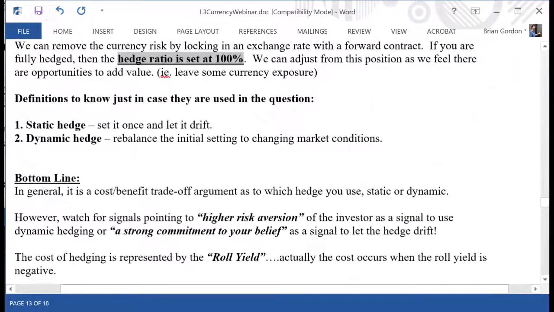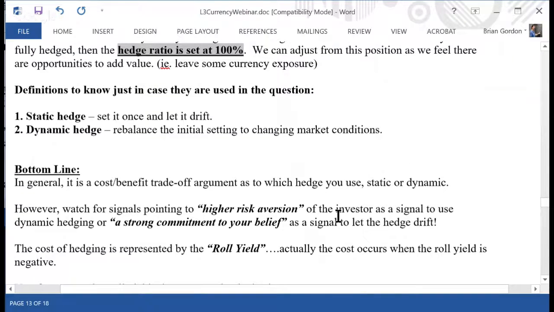So I wrote this down here in the bottom line just to think about this. It could be a cost-benefit question. If you're continually rebalancing, it might be very expensive, so watch for these signals. If you're very highly risk averse, okay, use dynamic hedging. I want to continually rebalance to remove that currency exposure. But if you have a strong commitment to your belief, you really believe the currency is going to move in a certain way, then just leave it. Okay, that's it. Static hedge.